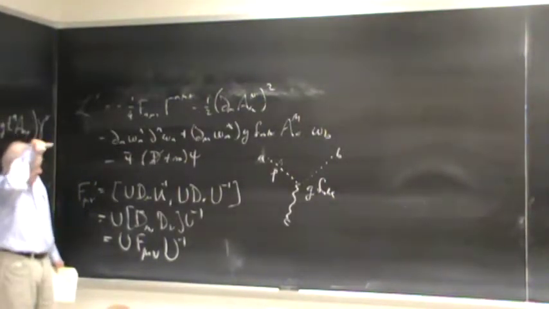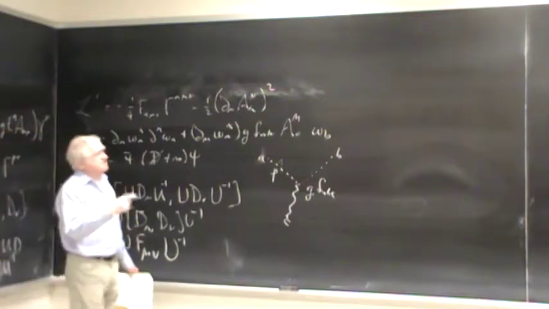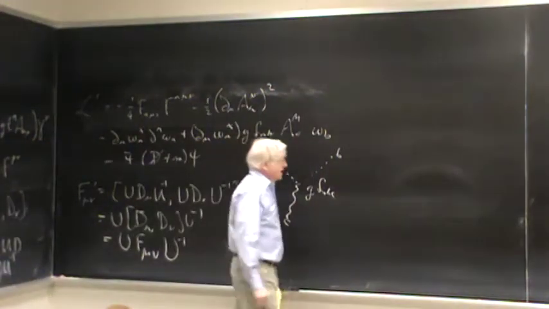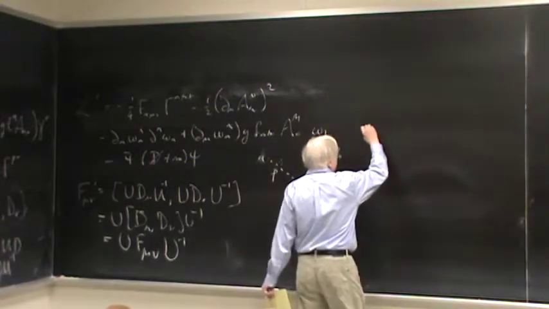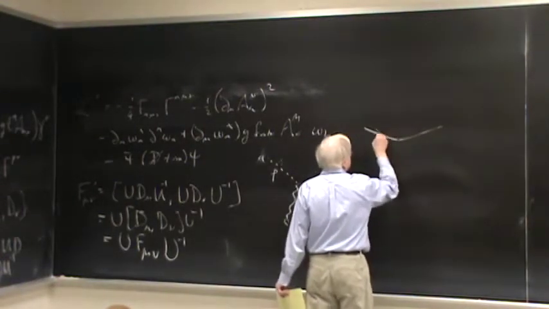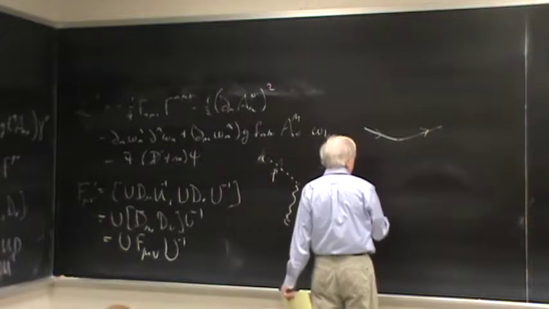And this is needed, again, to fix the gauge invariance that we broke. And where does this come in? Well, suppose we're doing quark scattering.